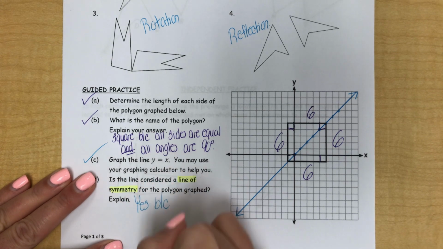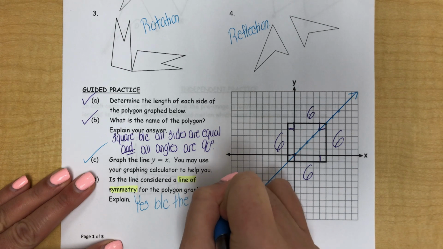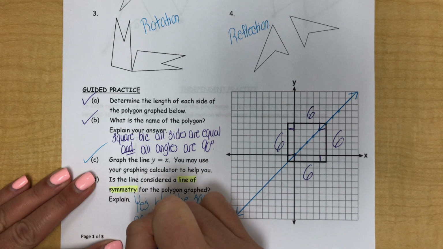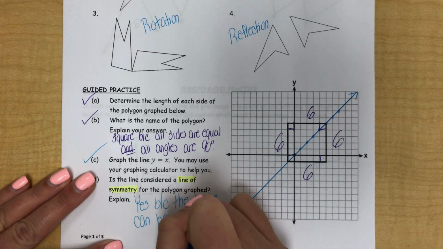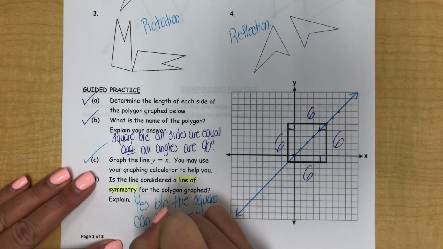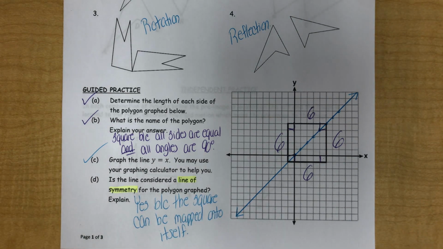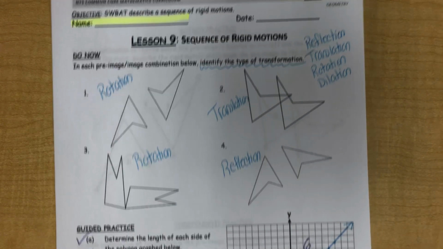And I know it's a line of symmetry because the square can be mapped onto itself. All right, and again, that really means that it can be folded right onto itself, and it's going to look the exact same on both sides. Okay, let's flip to the next page.